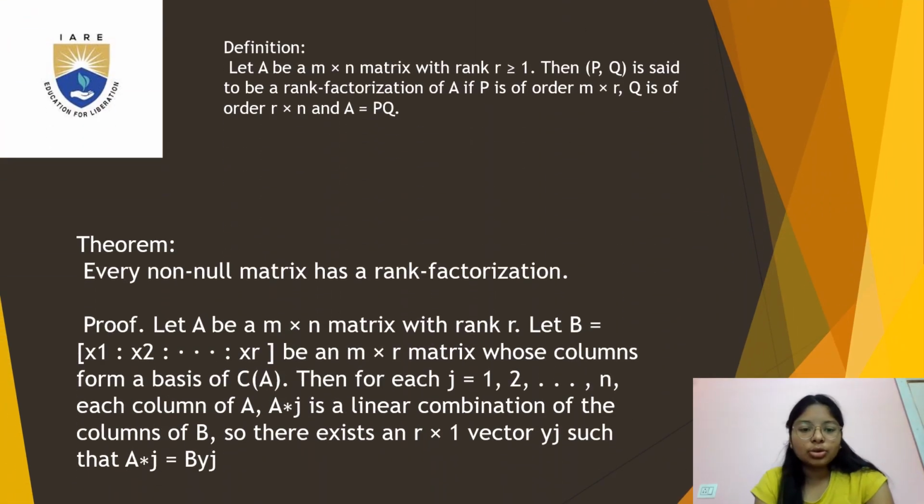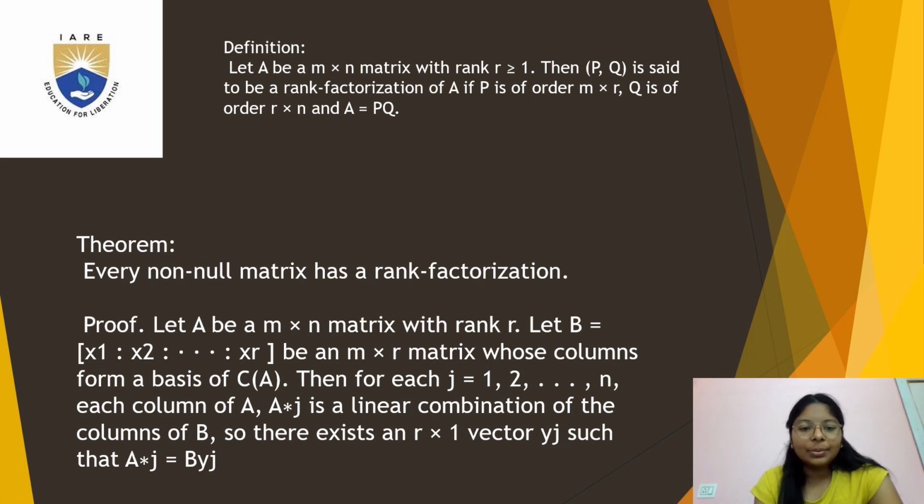So we discuss one more definition and one more theorem. Let A be an m cross n matrix with rank r greater than or equal to 1. Then (P, Q) is said to be a rank factorization of A if P is of order m cross r, Q is of order r cross n, and A = PQ. Now the theorem: every non-null matrix has a rank factorization.